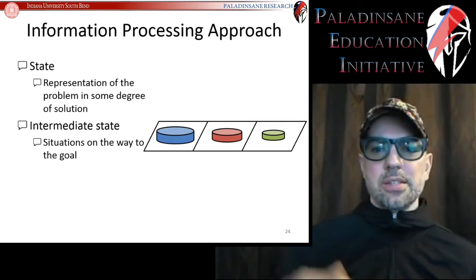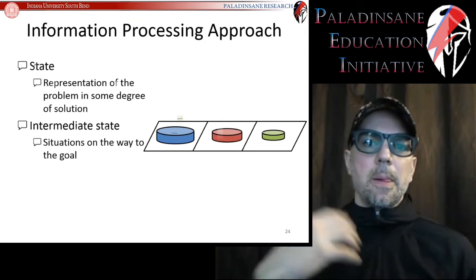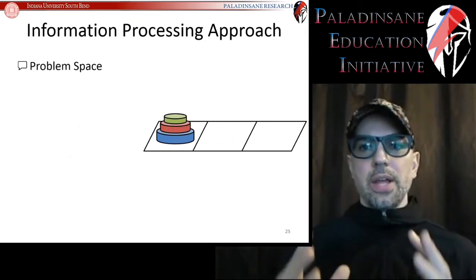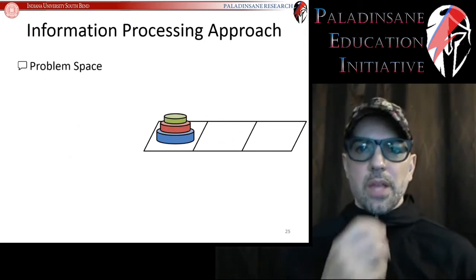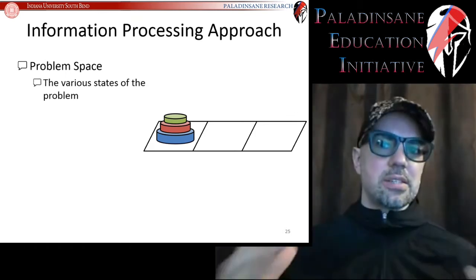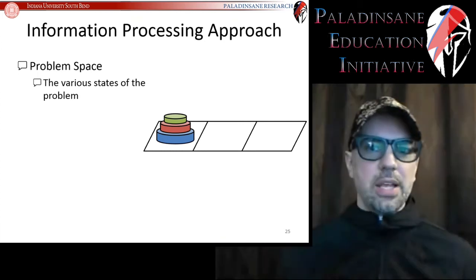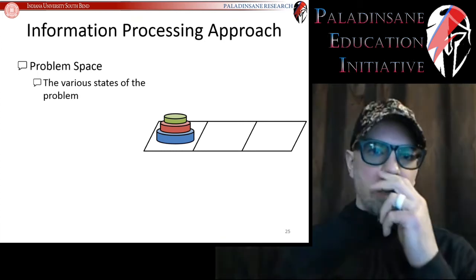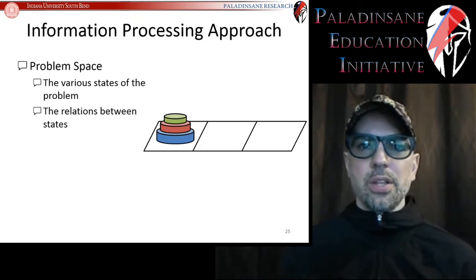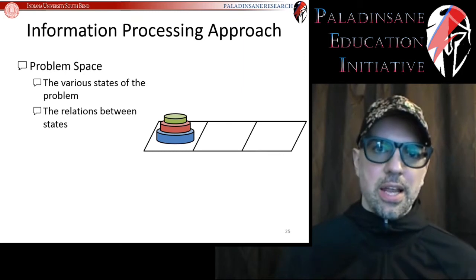So we have all these ideas of states. And these states, the start state, the goal state, and the intermediate states, those are all used to create a problem space. And the problem space represents 2 things. It represents the various states of a problem. So the beginning state, the goal state, the intermediate states. And then very importantly, it represents the relations between those states. It represents which states are connected and how they're connected.